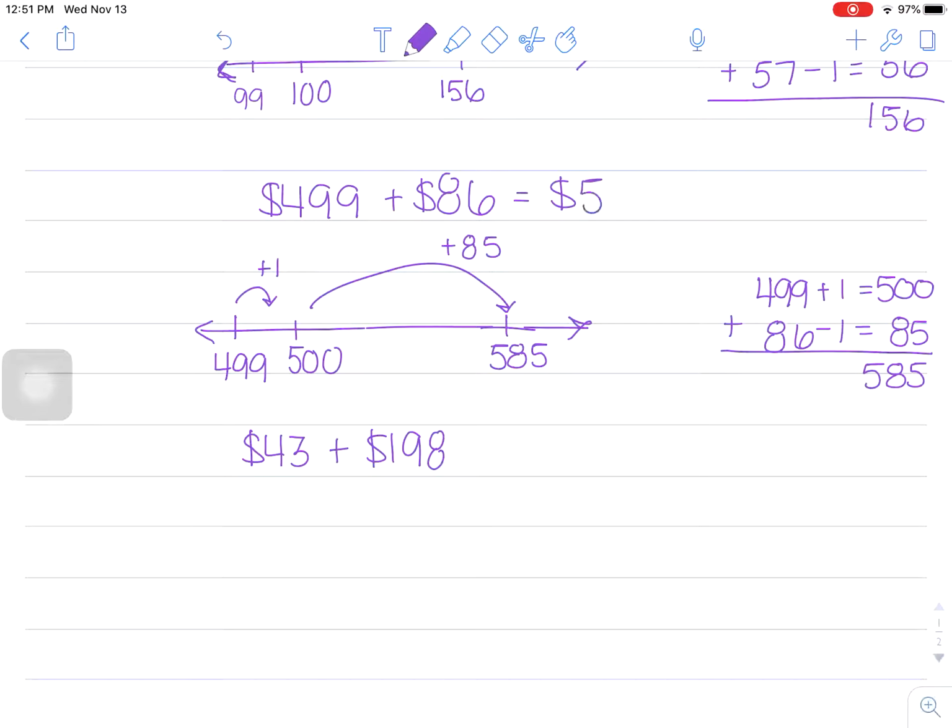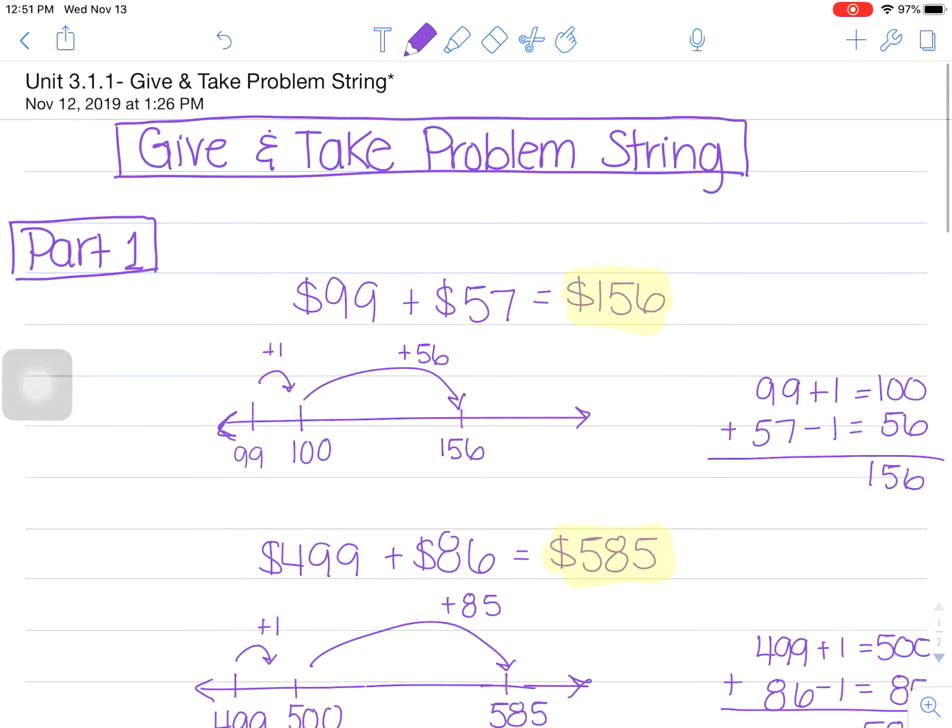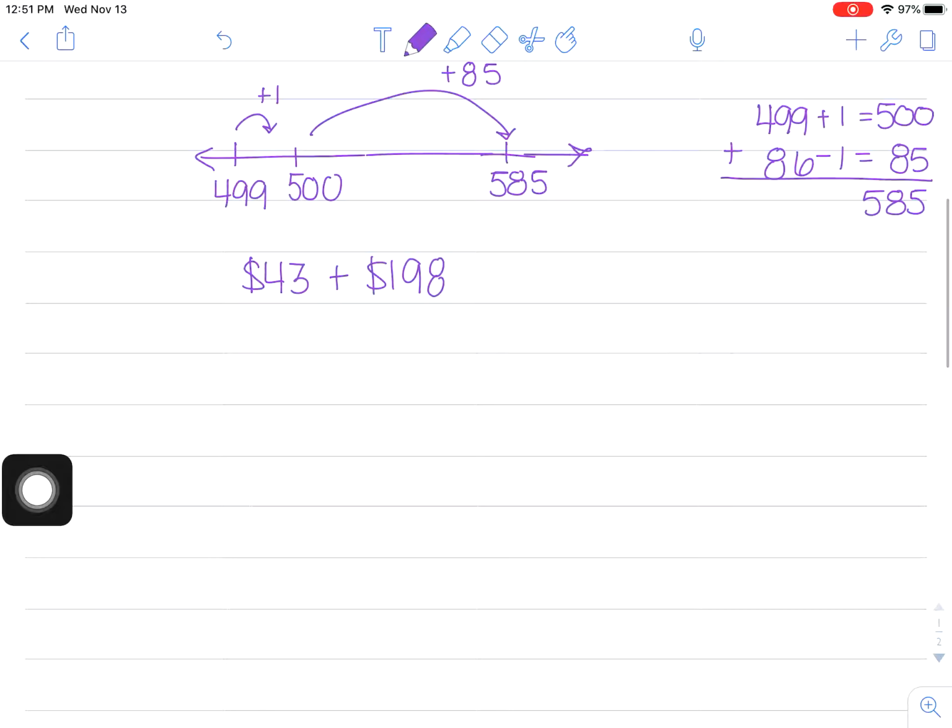Hopefully you're getting the hang of this. We're going to do one more just to make sure and be certain, okay? But again, I just want you to understand why this is called the give and take. We're giving a little and taking a little. We're starting off easy. These numbers are going to get a lot larger. So don't be fooled. All right, let's try a big one. Let's do, well, it's not really big. $43 plus 198.